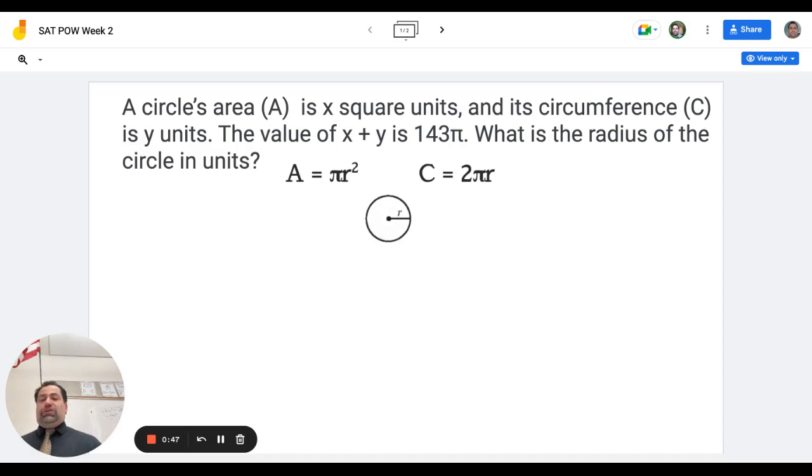So using substitution, they give you the formula for area, pi r squared, and circumference, 2 pi r. So I'm going to substitute those values into where the problem said they are. So x was the area, so I'm going to say that pi r squared is x. Next, they said circumference was y, so I'm going to substitute the expression for circumference, 2 pi r, and x plus y was 143 pi.